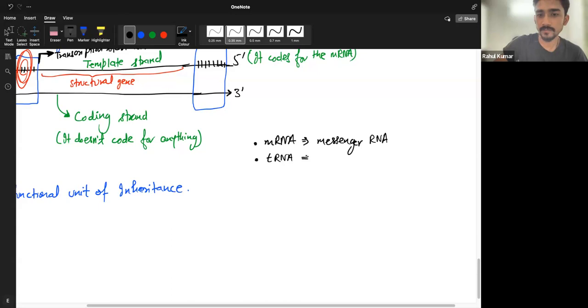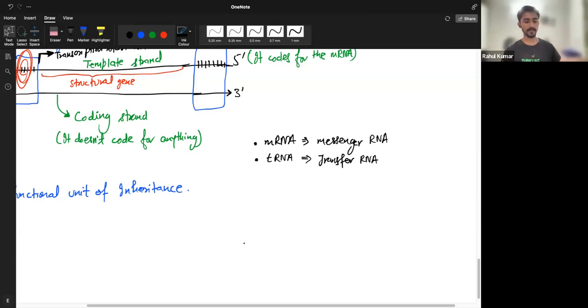What is tRNA? Where have you heard tRNA? Transfer RNA. And why is it called transfer RNA? Because it transfers something. Now, what does it transfer? It transfers amino acid to the ribosome so that it can make a polypeptide chain. But remember, tRNA itself is not read as a message by the ribosome. So tRNA helps in protein synthesis, but this is not the RNA that codes for a protein.